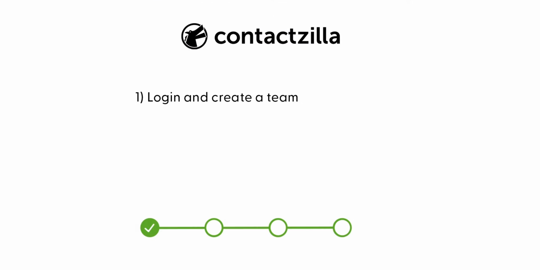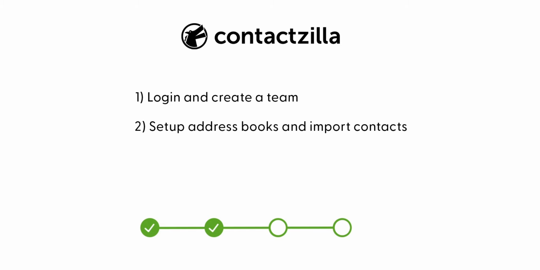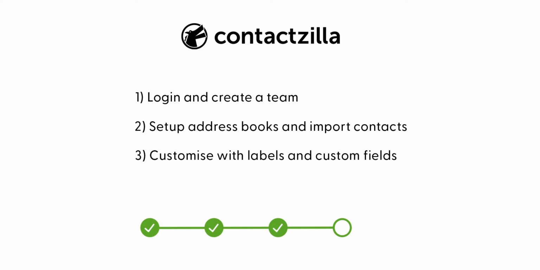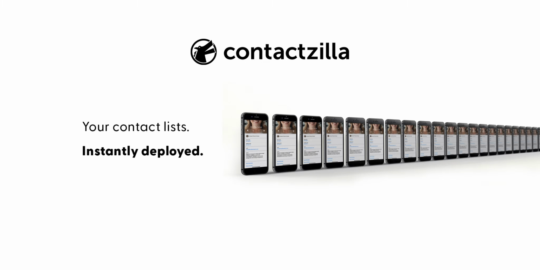So let's recap. To begin using Contactzilla today, log into your account and create your first team. Set up your address books and import your contacts. Then you can customize them with labels and group tags if you want to, that's entirely optional. And then you create your first device connection and deploy. And that's it. Centralize contact management across your entire organization.